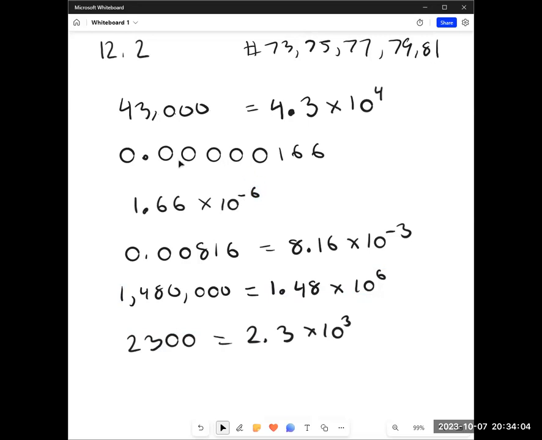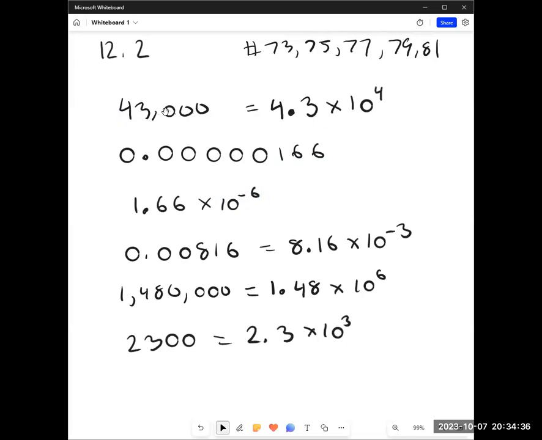Times 10 to the negative 6, if I would have counted in place values, is tenths, hundredths, thousandths, ten-thousandths, hundred-thousandths, millionths. So this is in the millionth spot, I believe. Yes. That's hundredths, thousandths, ten-thousandths, hundred-thousandths, millionths. So this is 1.66 millionths, which is 10 to the negative sixth, and so on.